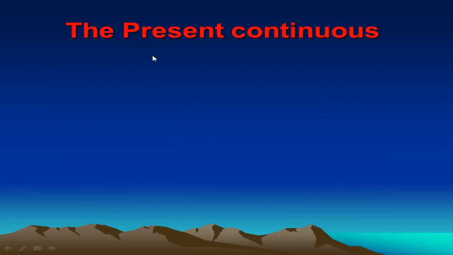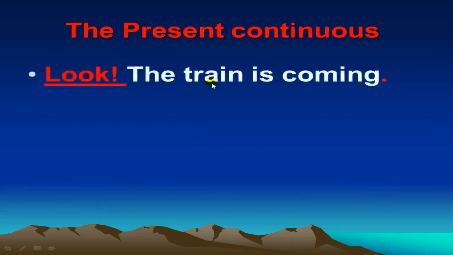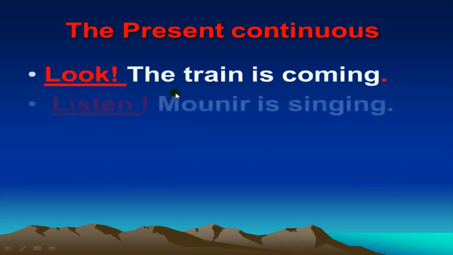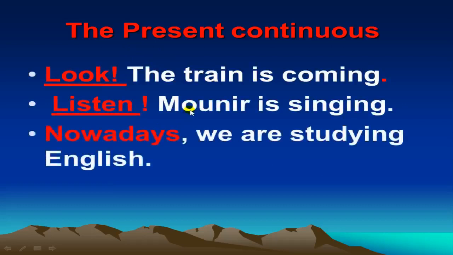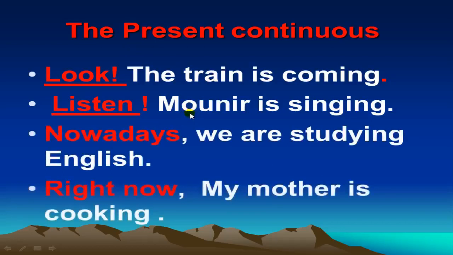The present continuous. Look, the train is coming. Listen, Munir is singing. Nowadays, we're studying English. Right now, my mother is cooking. Example: look, the train is coming. Listen, Munir is singing. Nowadays, we are studying English. Right now, my mother is cooking.